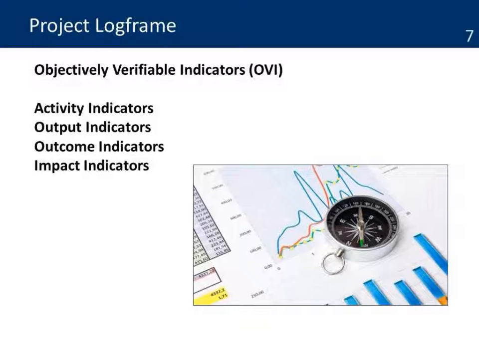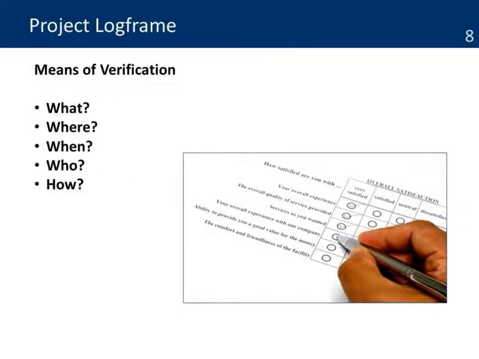The second column is the objectively verifiable indicators, or OVI. In this column, what we have are, again, activity, output, outcome, or impact indicators. It's the type of measures and controls that we're going to use to make sure that the project is achieving its intended results.